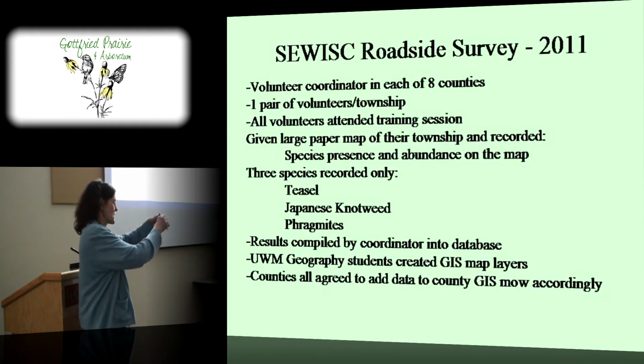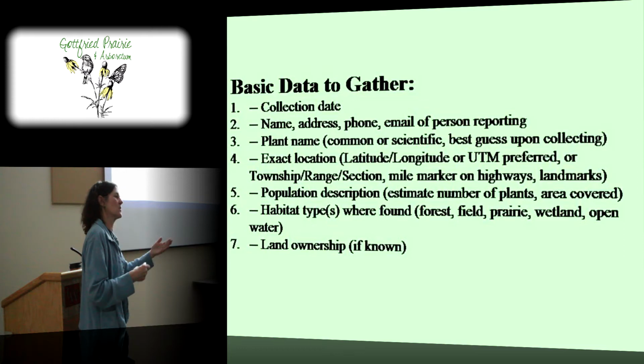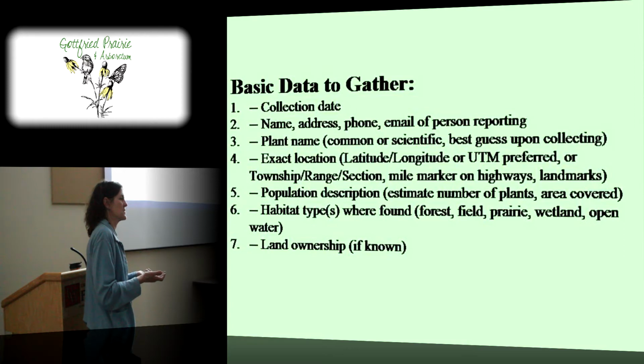And the watcher basically took a paper map that the county GIS department printed out for them for each township. So each pair of volunteers had one township. They went out and they drove the state and the county highways and just marked where a population started, where it stopped, and how abundant it was, with a 1 being a really small population, 2 being medium, 3 being larger. And they just looked at these 3 species.